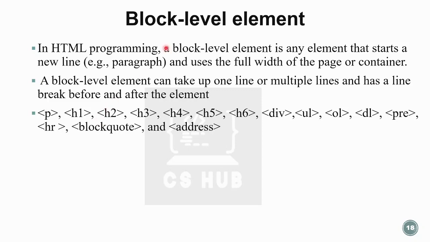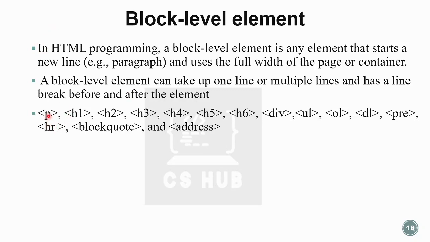In HTML programming, a block level element is any element that starts a new line, like a paragraph, and uses the full width of the page or container, which means from here to here. Paragraph takes the full width of the container. A block level element can take up one line or multiple lines and has a line break before and after the element. That is block level elements.